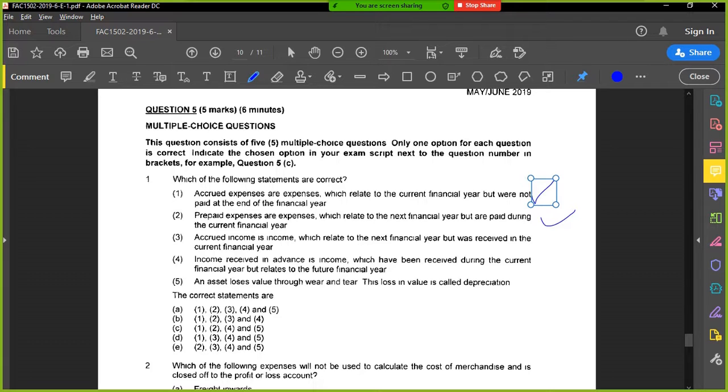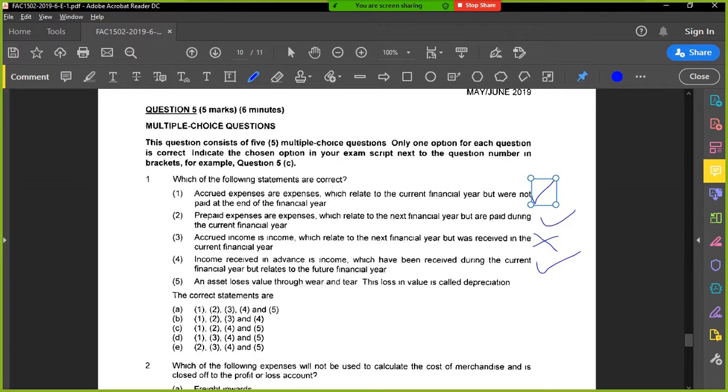Yes. And then, no, I don't agree with accrued income is income which relates. Oh, yes, sorry, yes, I agree with number 3. Accrued income is income which relates to the next financial year but was received in the current... Oh, no. No, I don't think so, no. Okay, if it's income for the next period, it's income received in advance. Yeah, no. Income received in advance is income which has been received during the current year that relates to the next year. Yes, that's it. That's right.